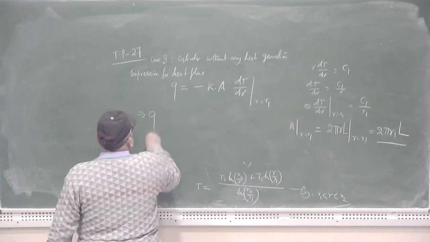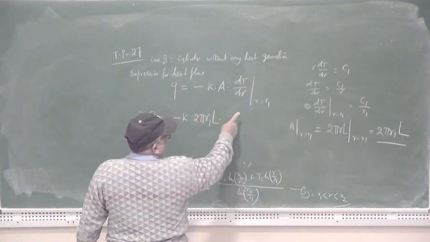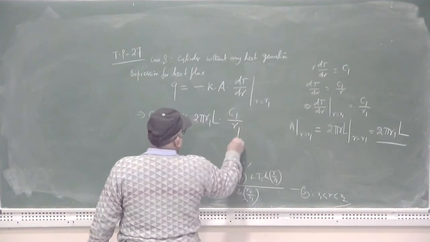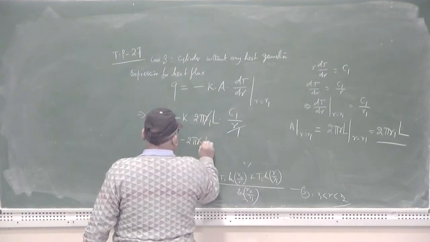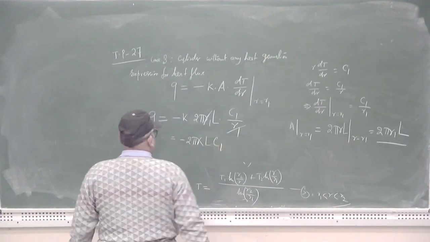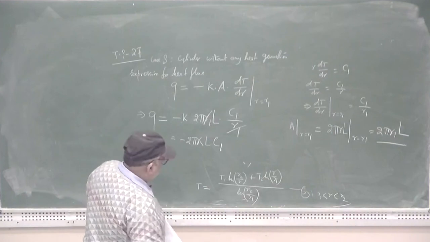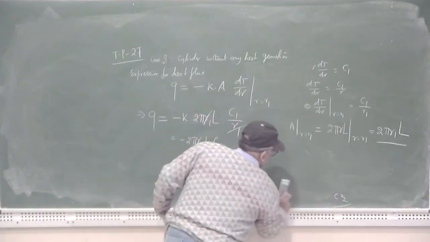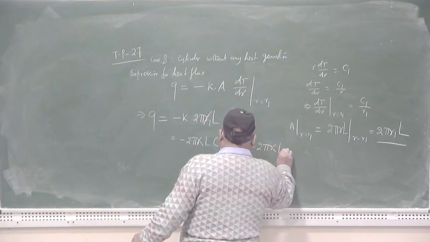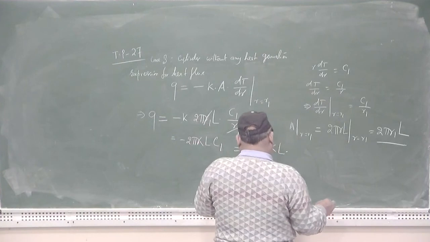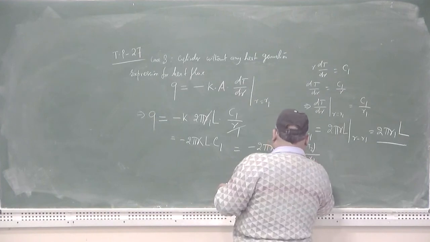So, the expression for heat flow Q equal to minus K into 2 pi R1 L, and the value of dT by dr is equal to C1 upon R1. This R1, R1 will get cancelled out. That is equal to minus 2 pi K L C1. Now put the value of C1 here. The value of C1 is T1 minus T2 divided by ln R1 upon R2.